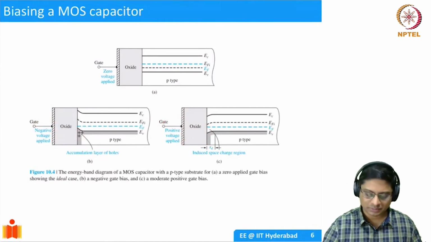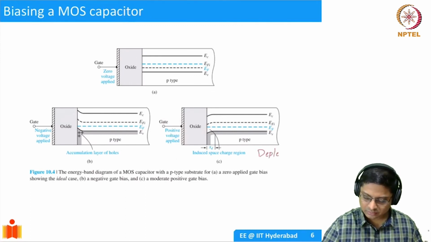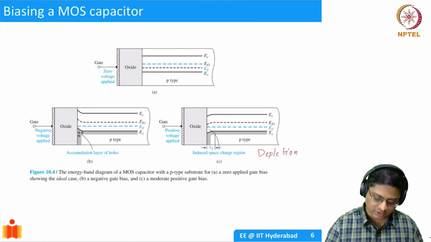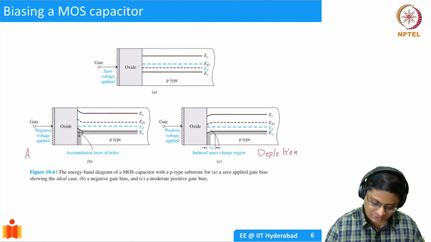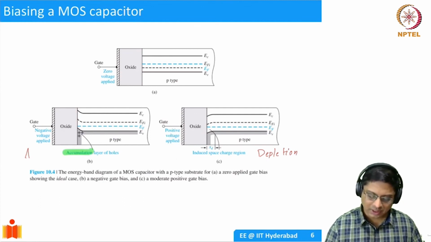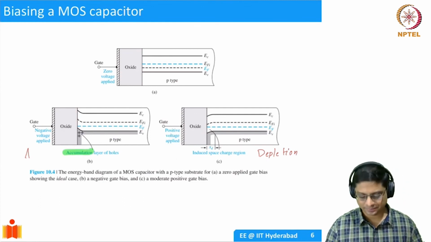Okay. So this is my depletion. This is my accumulation. I'm sorry. Okay, it's written here. So accumulation of holes, and then there's no applied voltage. There's nothing much happening. So these are the accumulation, depletion, and flat-band modes we have talked about.